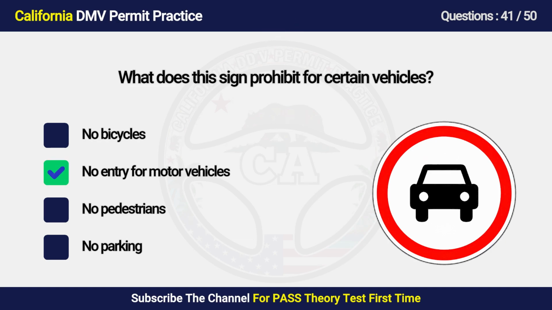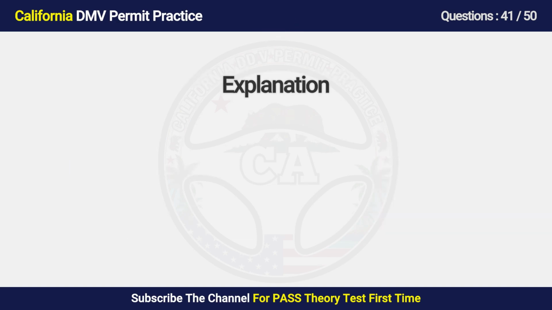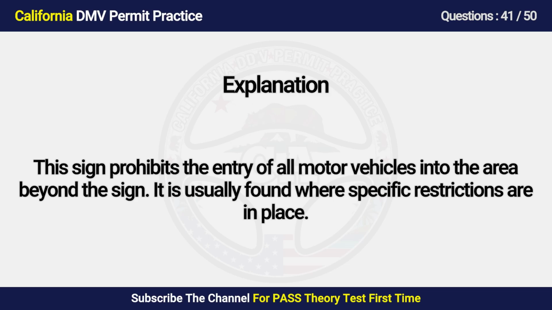Answer is B, no entry for motor vehicles. This sign prohibits the entry of all motor vehicles into the area beyond the sign. It is usually found where specific restrictions are in place.